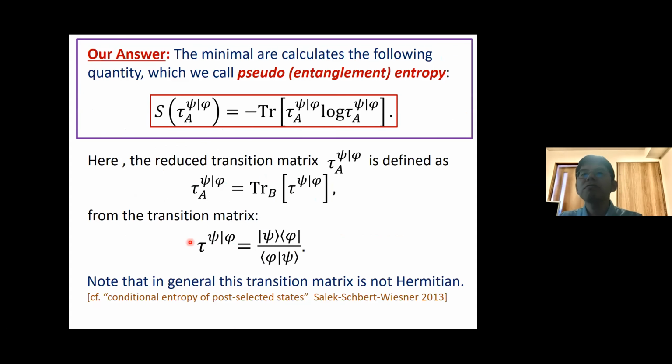This is not so familiar in the quantum information literature, as far as I know. But I can find an interesting paper by these authors that define, using this transition matrix, some conditional entropy. This is actually related to the post-selected state. I will also come back to this later, but they define some quantity. But of course, we have to notice that this matrix is not in general Hermitian. So we have to be very careful about this definition.